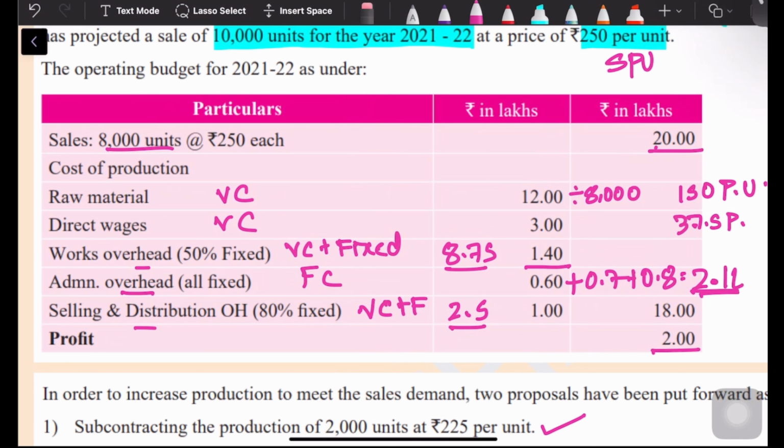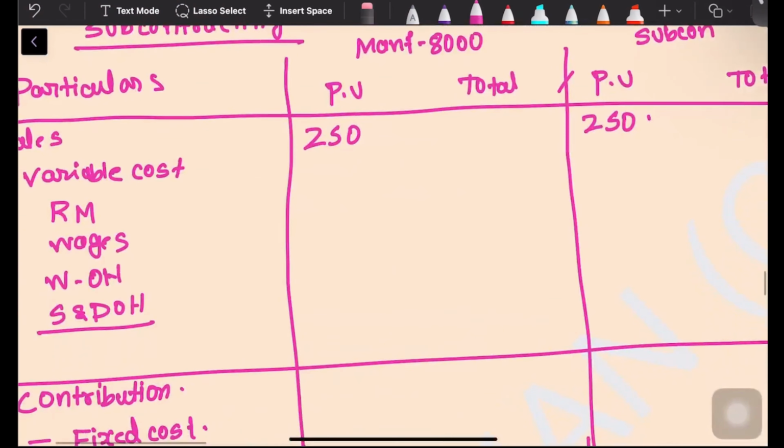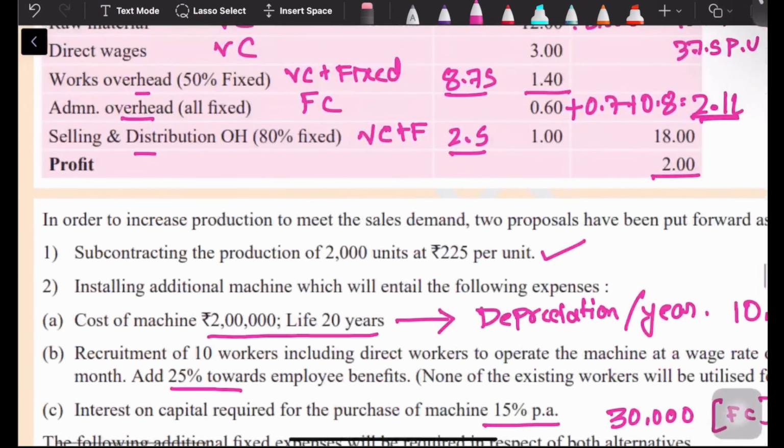37.5 per unit. 150, 37.5. Works overhead 8.75 and S&D overhead 2.5.